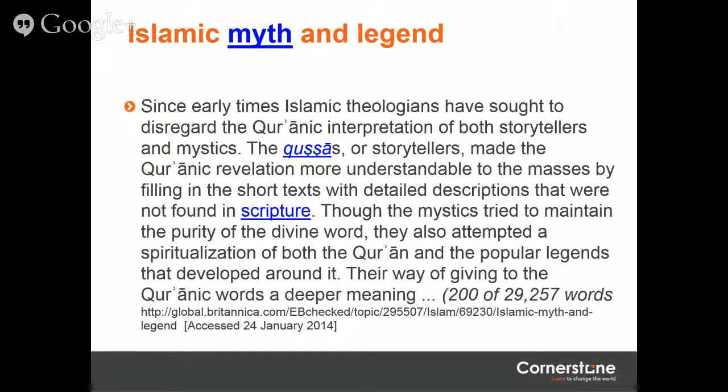So the mystics tried to maintain the purity of the divine word, but there was also an attempt at spiritualizing the Quran and the popular legends that developed around it. And that's the way of giving the Quranic words a deeper meaning. So you're not going to find myths in the Islamic tradition very easily. They would stem mainly from what you would read in the Quran about Muhammad's story and how he became the prophet and how he discovered Allah and so on. Do you know if there are any similarities between Judaism and Islam?